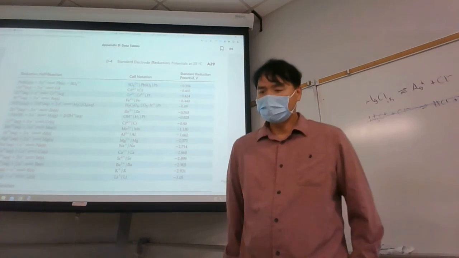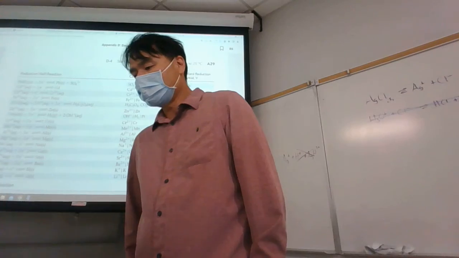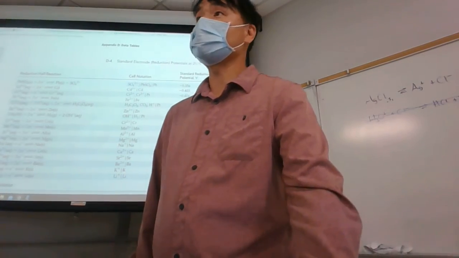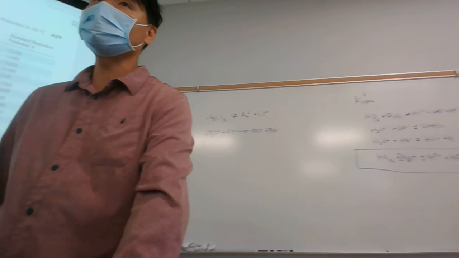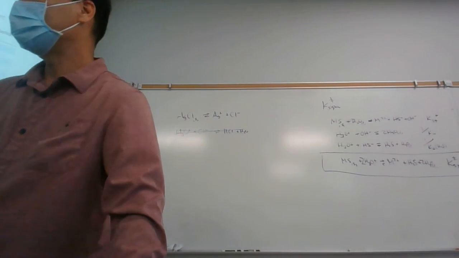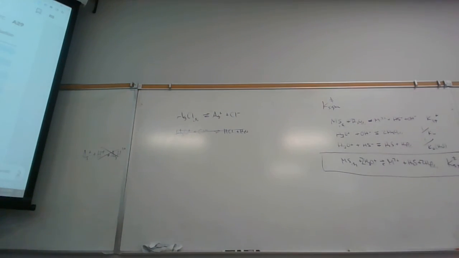That pretty much sums it up. We looked at metathesis, we looked at redox, we looked at acid base, but we only looked at one type of acid base. We looked at Bronsted acid base. We didn't consider Lewis acid base. And so what we should do now is look at potential Lewis acid base reactions.